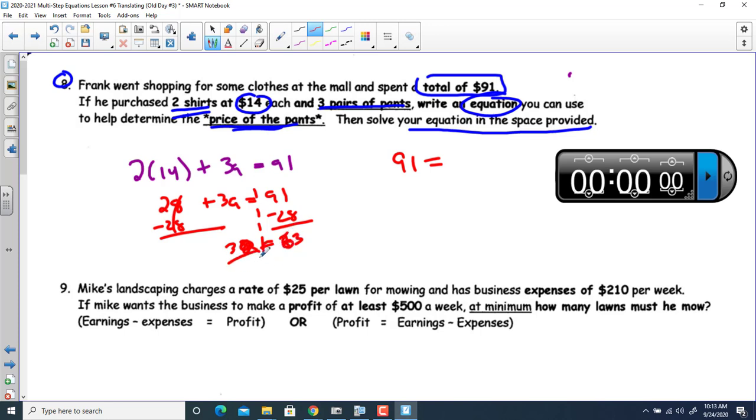And then we're going to divide out. Sorry, that's crazy sloppy. Let me clean that up. And I'm going to use P. 3 times the price of the pants is equal to $63. Divide by 3, divide by 3. And each pair of pants must have been $21. And it would be a good idea to write a concluding statement. I'm going to skip that for now.